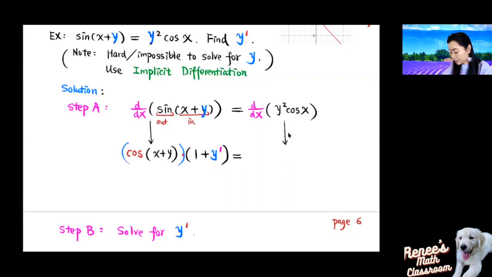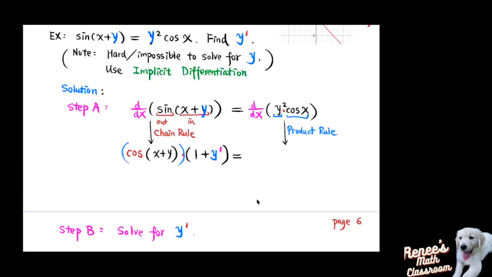The other side over here, notice that it's a product of two functions. This function and this function. So you have to use the product rule. So this one here, you use the chain rule. This one here, you use the product rule first. Okay. So use the product rule here. What do you get? y squared prime times cosine x?